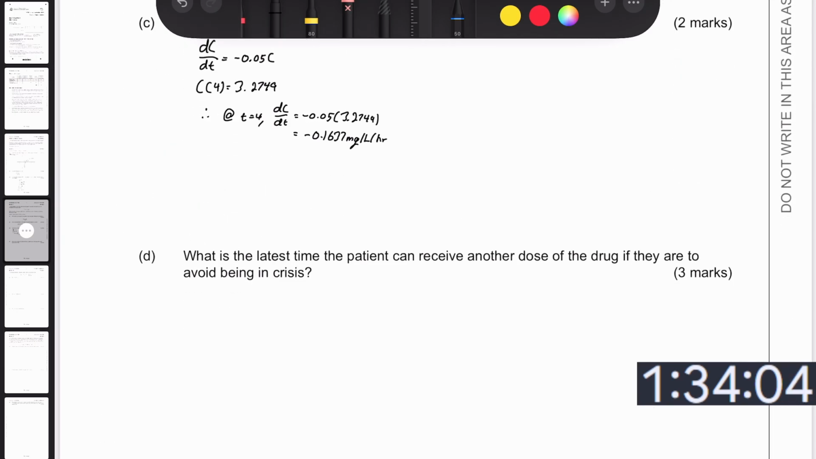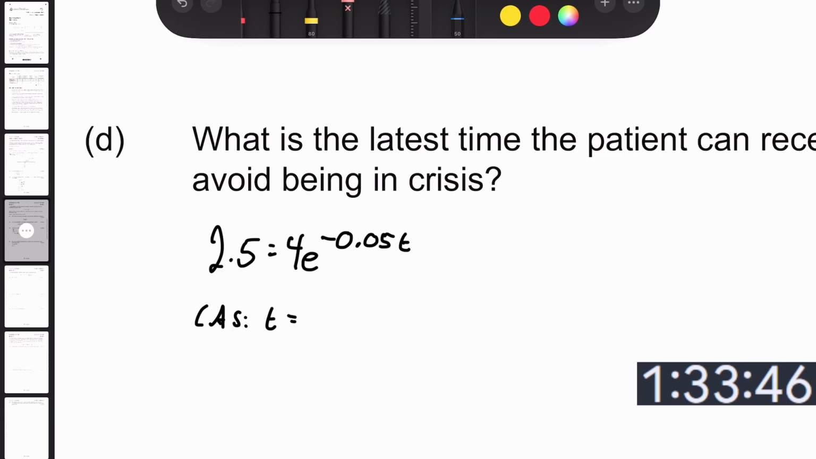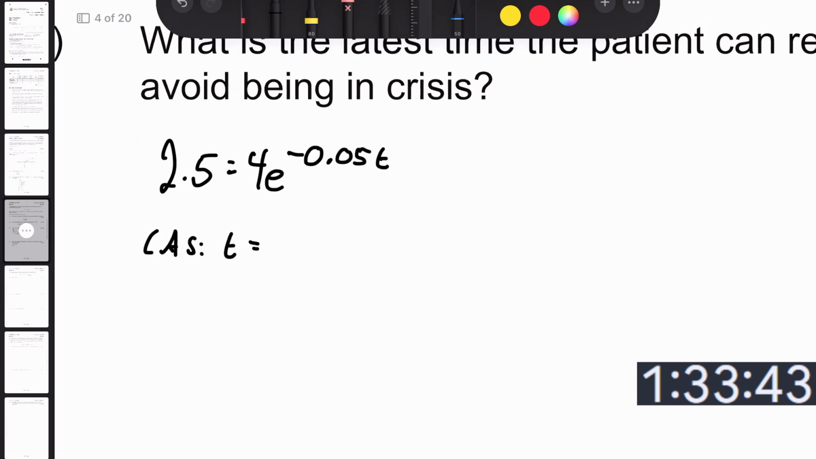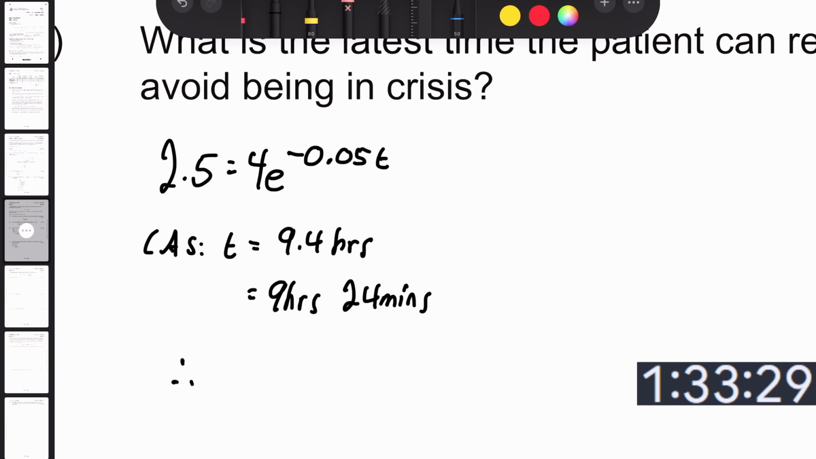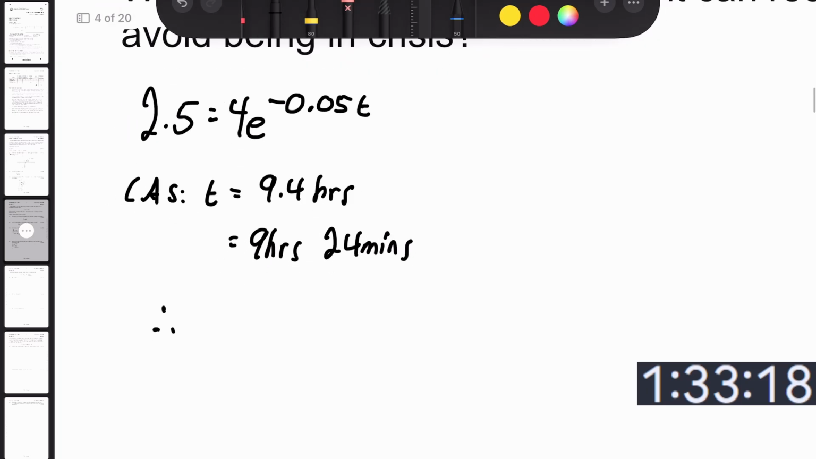What is the latest time the patient can receive another dose if they are to avoid being in crisis? So then 2.5 is equal to 4e to the negative 0.05t. I'm just going to do solve for t. It's 9.4 hours, equal to 9 hours, and 0.4 times 60 is 24 minutes. So that's 9 hours after 9 a.m. It's going to need 3 hours to get to 12, so 6 more hours, so 6 p.m. 6:24 p.m.